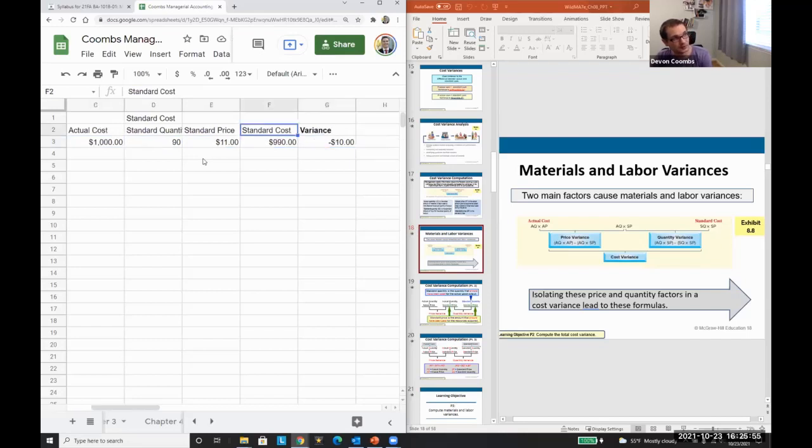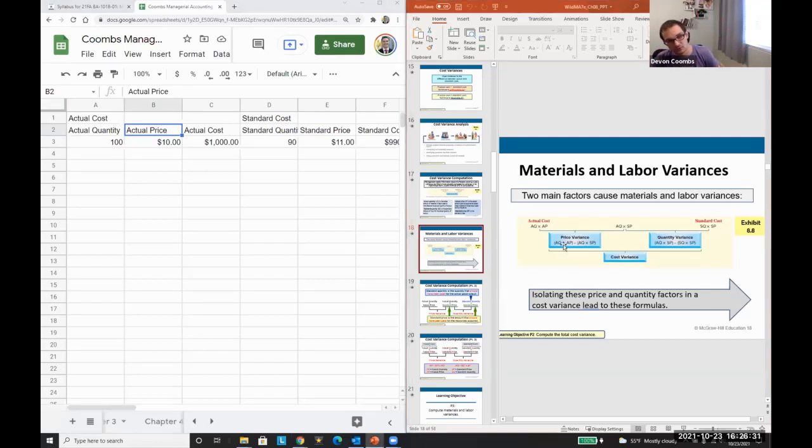But now we have to ask ourselves, what's causing it? We see all these movements, right? Is it the actual price? Well, it could be because the actual price was lower. We paid less than the standard price, so we should have a favorable variance there, but we used more. So now we know we used more, but we spent less. So now we need to quantify the variances between price and quantity. And how we figure that out is some more formulas.